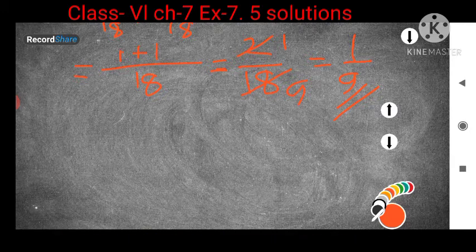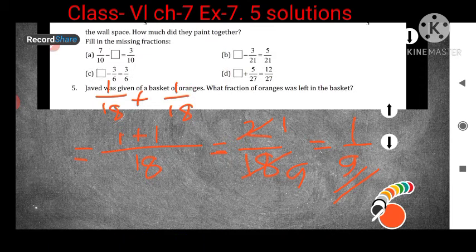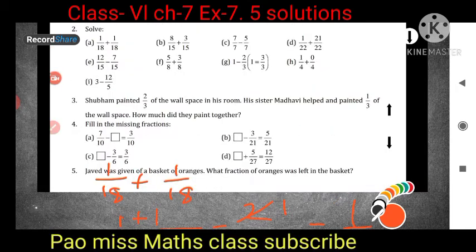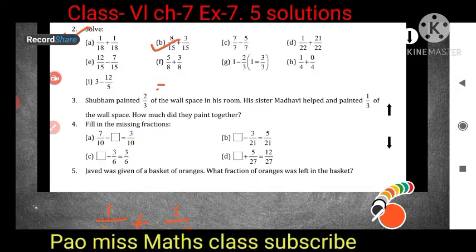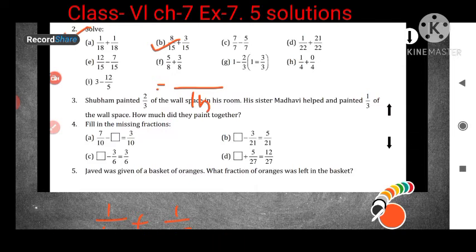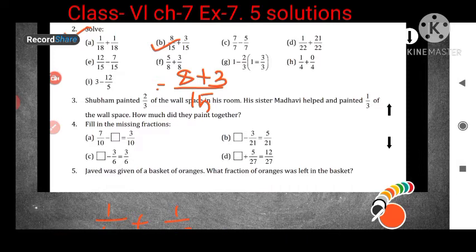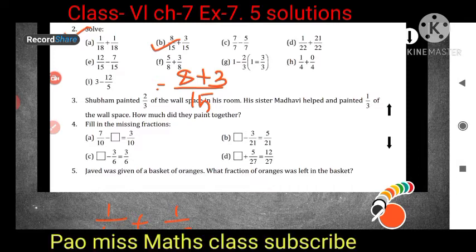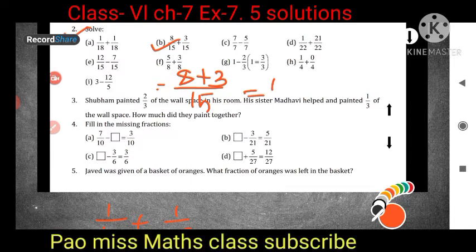So if the denominator is the same, then directly we have to do plus. For question B also you can see the denominators are 15. That means you will write 15 down, and the numerators will simply be added. It's very simple, you just have to add the numerators only and the denominator will be the same, 15. So now 8 plus 3 you will get 11 upon 15.